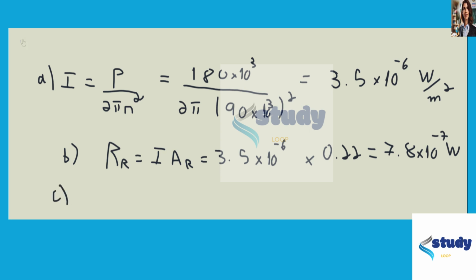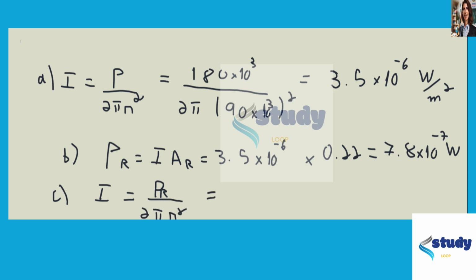For part C, they want to know, back at the radar site, what is the intensity, the maximum value of the electric field vector, and the RMS value of the magnetic field. So let's do this. The intensity is again given by the power, now because we are back, so intensity is P_R divided by 2 pi R squared.